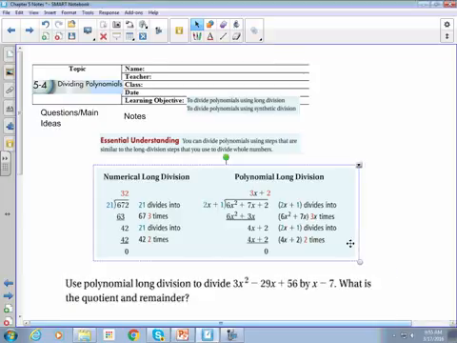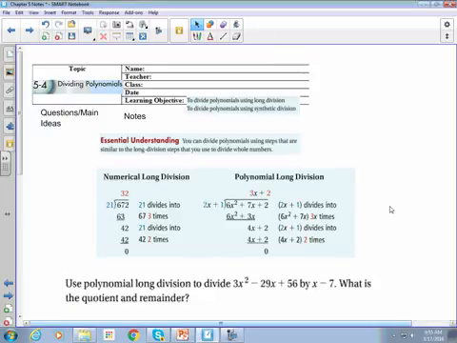So this is Chapter 5, Section 4, Dividing Polynomials. We are going to divide polynomials using two different methods, long division and synthetic division. Essentially, we can divide polynomials using steps that are similar to long division that we use with whole numbers.